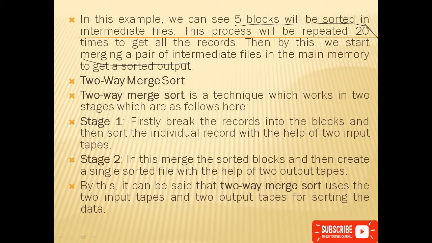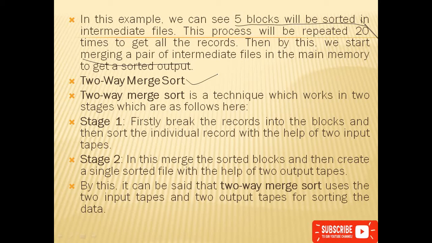Here we have different types of merge sorts, and now we'll discuss two-way merge sort. Two-way merge sort works in 2 stages. The first stage is breaking the records into blocks and then sorting the individual blocks with the help of 2 input tapes. Here in two-way merge sort we have 2 input tapes. We'll get input from both tapes and process the breaking down of the records.